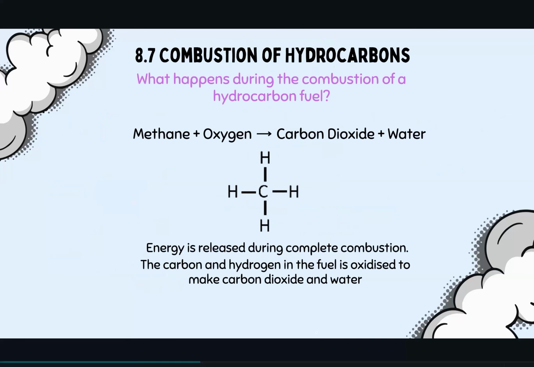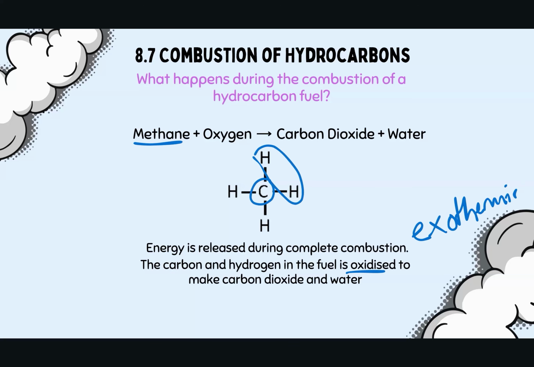Okay, combustion of hydrocarbons. What happens during the combustion of a hydrocarbon fuel? So methane plus oxygen makes carbon dioxide plus water. Now, energy is released during the complete combustion, so this is an exothermic reaction. The carbon and hydrogen in the fuel is oxidized to make carbon dioxide and water. If you've got a hydrocarbon, you only have carbon and hydrogen. So what are the only two things you can make? If you add oxygen to hydrogen, you're going to get H2O. If you add oxygen to carbon, then you're going to make CO2, carbon dioxide. So you can only make these two products.